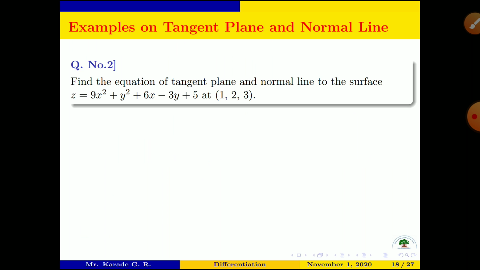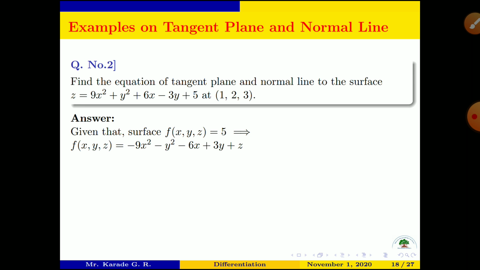Now let us take a second example on tangent plane and normal line. Find the equation of tangent plane and normal line to the surface z equal to 9x square plus y square plus 6x minus 3y plus 5 at (1, 2, 3). Let us write the answer of this question.